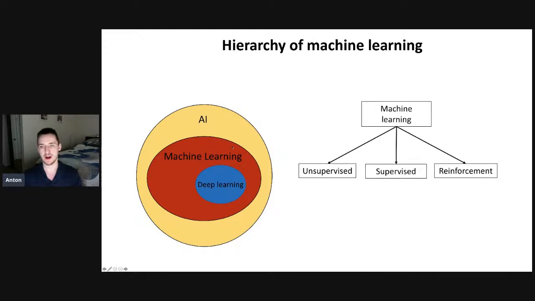So here's the hierarchy of machine learning itself. There are different methods. The most popular ones are the unsupervised learning type techniques. Basically, it's when we want to, for example, cluster some of our data. We don't know any labels. We basically want to find some hidden structure in our data.